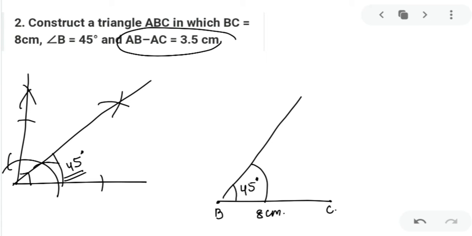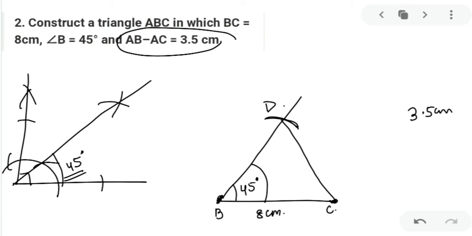AB minus AC is 3.5. Now you have to take 3.5 on your compass, put it on B and make an arc. You can name this as D. Yes, my dear kids, did you get the concept clear? You can name this as D. Join DC.